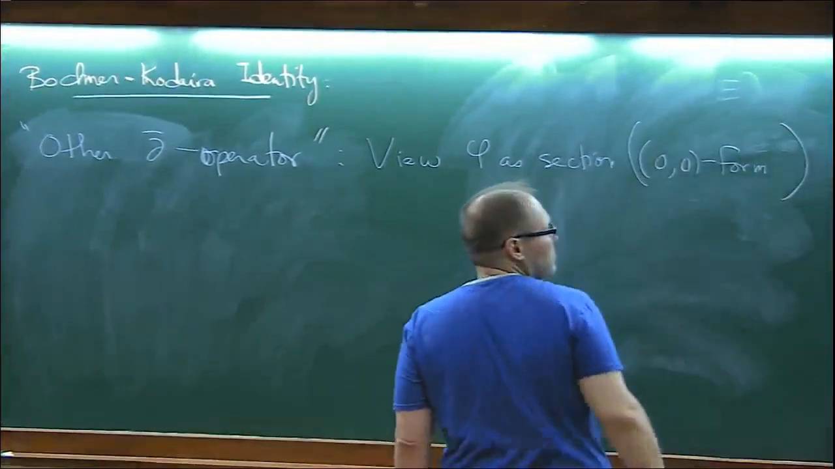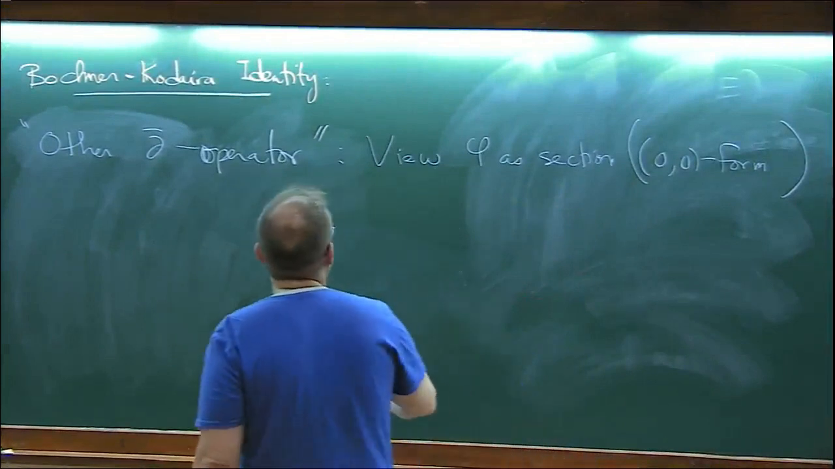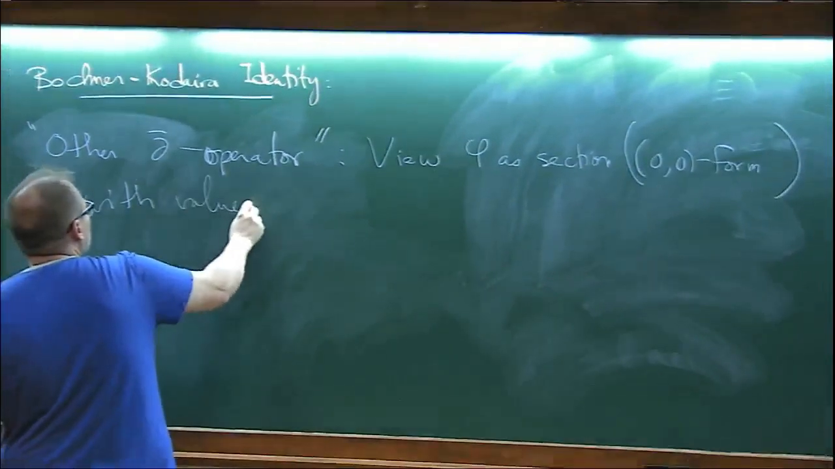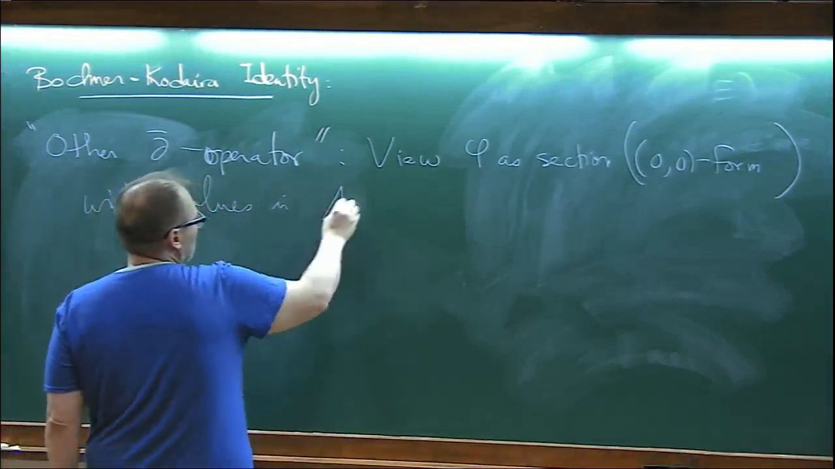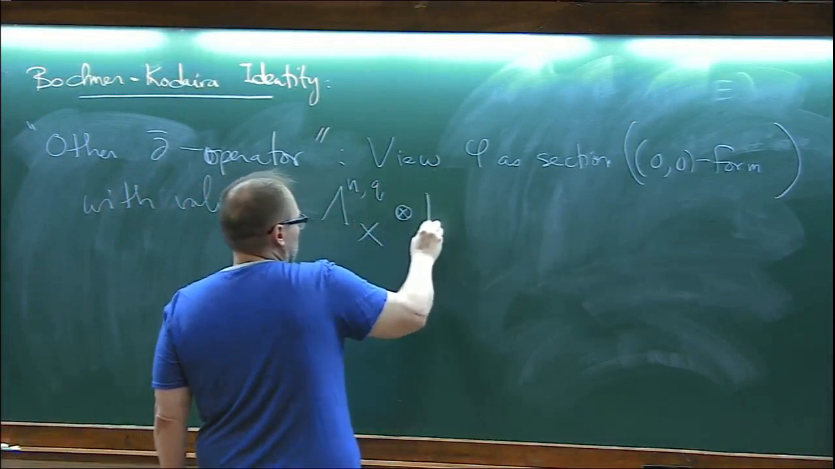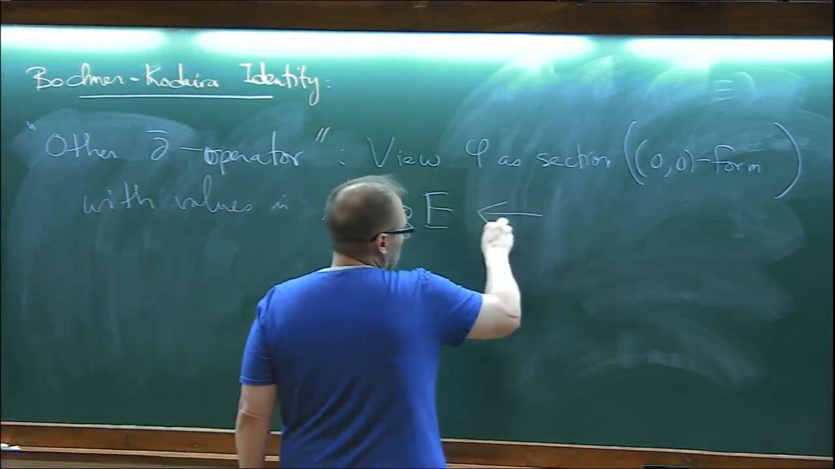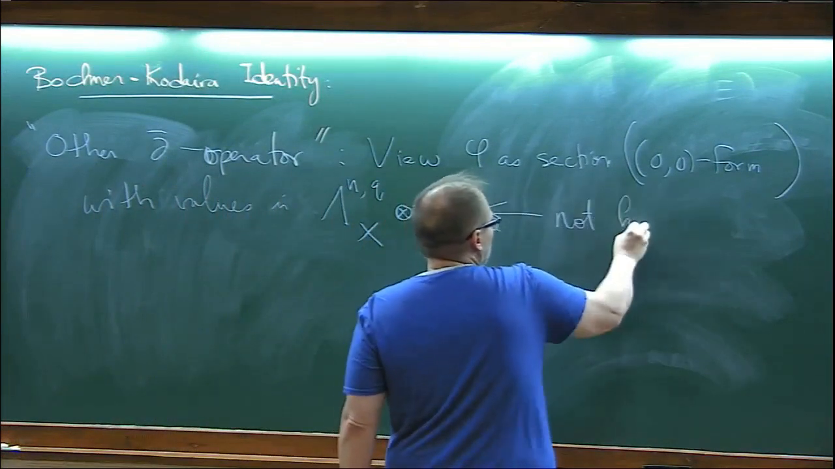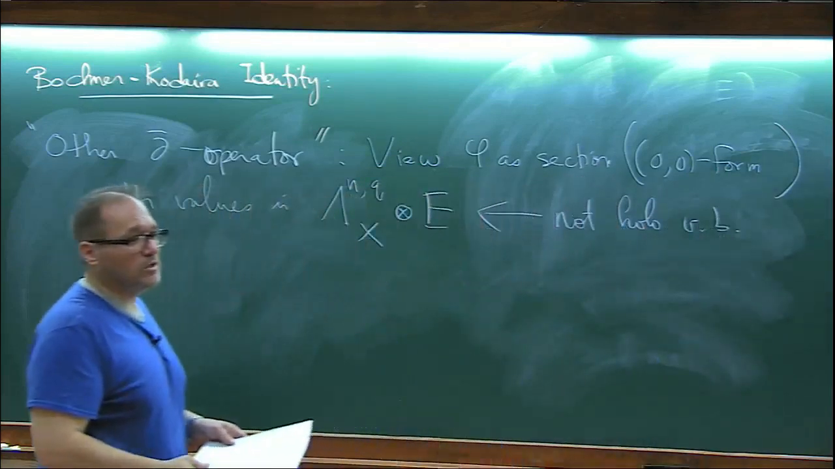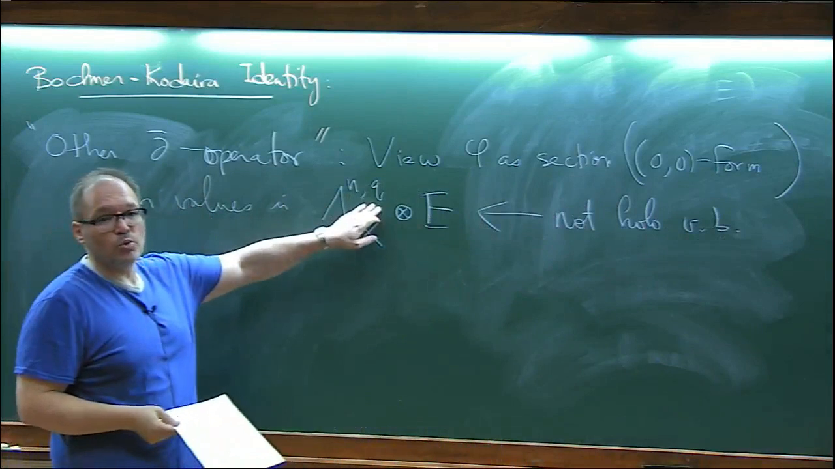So that's what I mean by section, with values in the not holomorphic vector bundle lambda^n lambda^q T* x tensor E. This is not a holomorphic vector bundle, but it's almost a holomorphic vector bundle. The only problem is the Q, right?